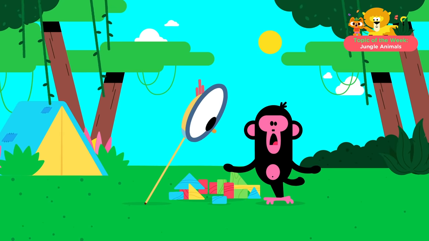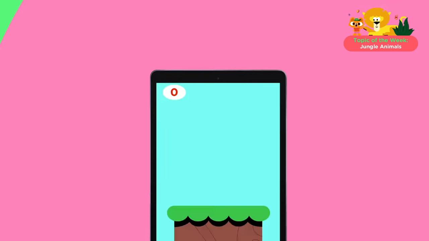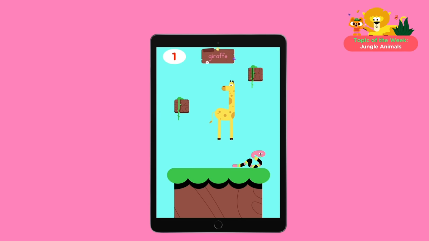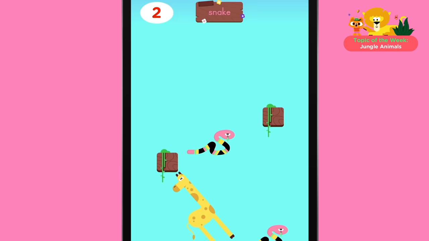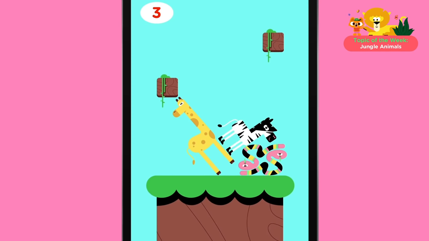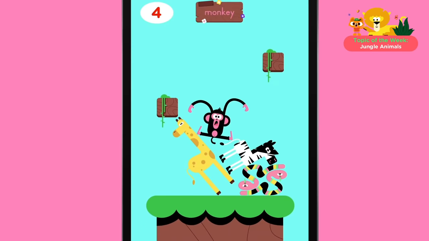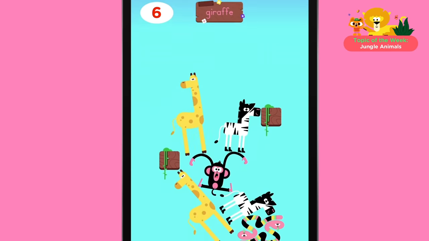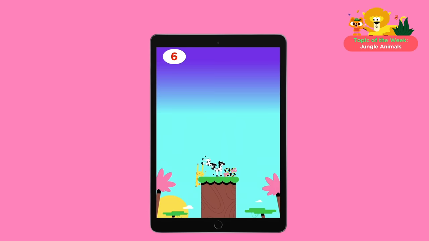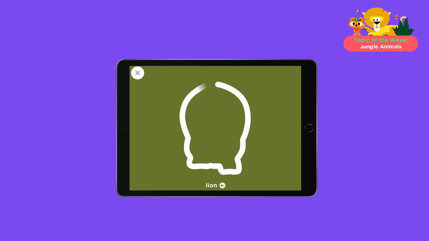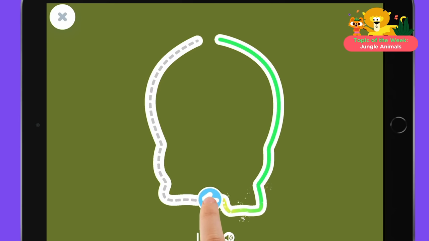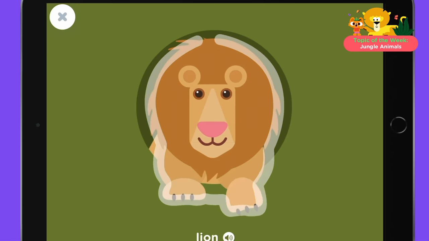Amazing! Let's learn more about these animals by playing together. Welcome to the safari. Stack the animals. Snake. Giraffe. Snake. Zebra. Monkey. Zebra. Giraffe. Lion. It's a lion.